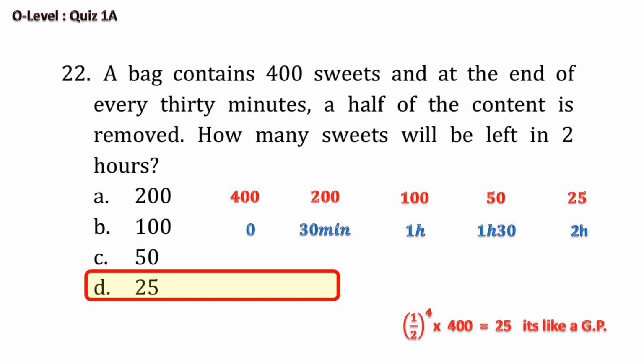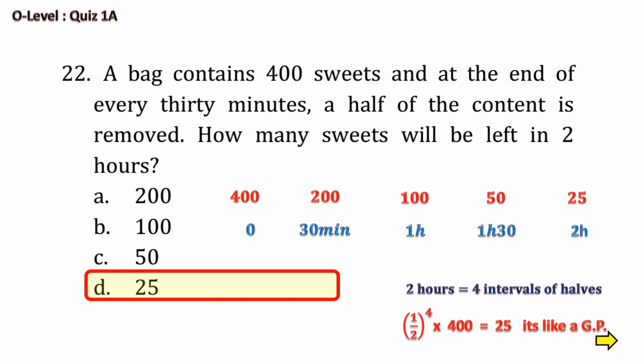Or you can equally say that 2 hours corresponds to 4 intervals of 30 minutes, and that gives us 4 intervals. So a half to the power 4, because they are emptying a half of the sweets. So you have a half to the power 4 times the total at the beginning, and that gives us 25 sweets. And recall, this is exactly like a geometric progression, which we are going to see in subsequent lessons.